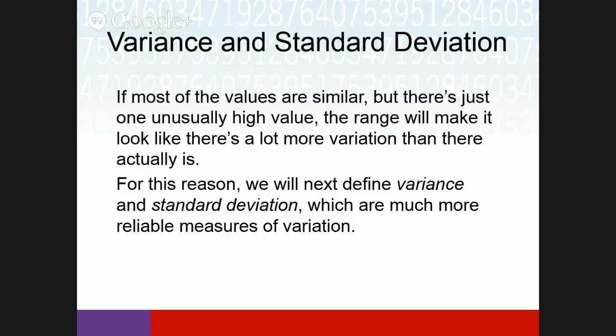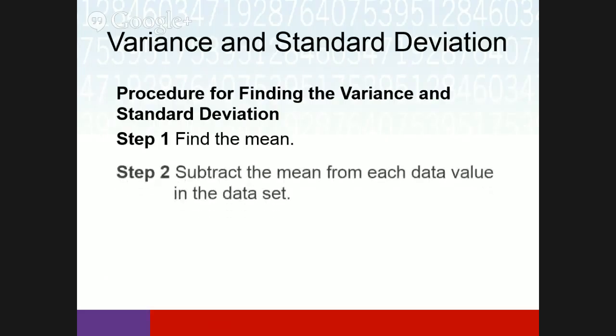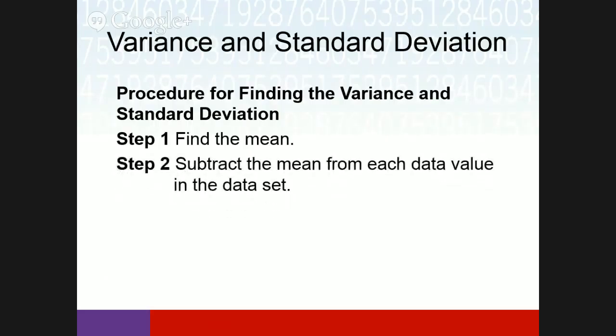So for that reason, we're going to define variance and standard deviation. This is the process of finding the variance and the standard deviation. Since one is just the square root of the other, you have to find one first, and then you hit the square root button, and you have standard deviation. So the first thing you have to do is find the mean, right? If you remember last time, we denoted mean as x bar.